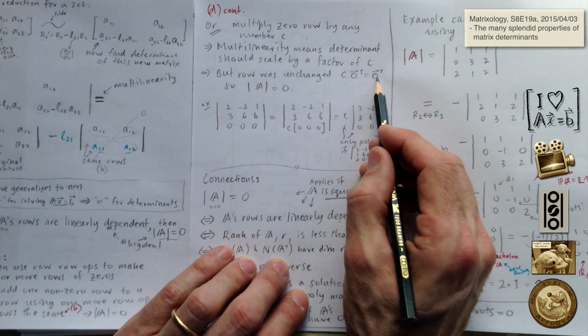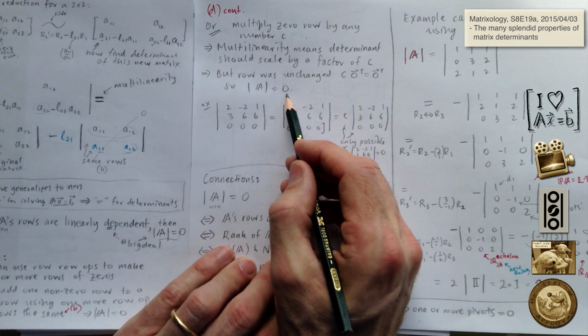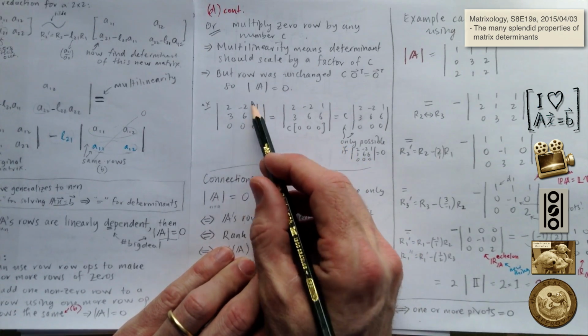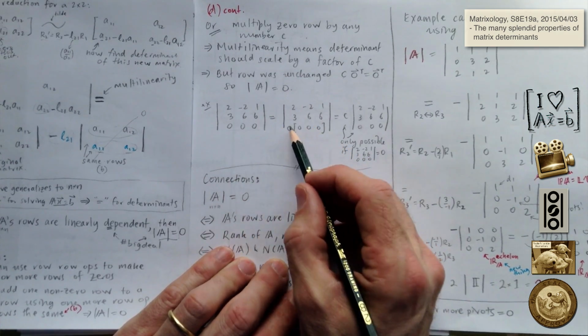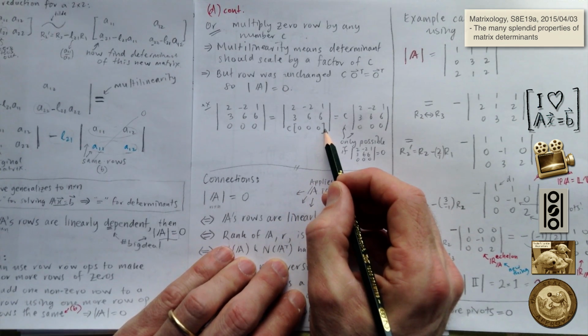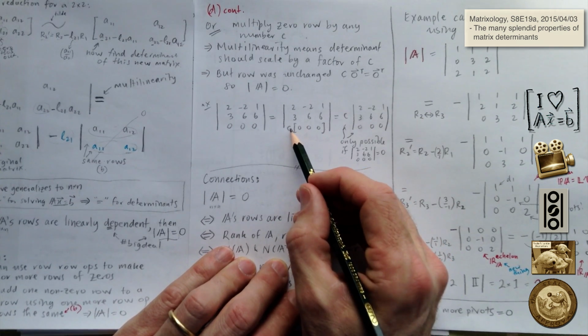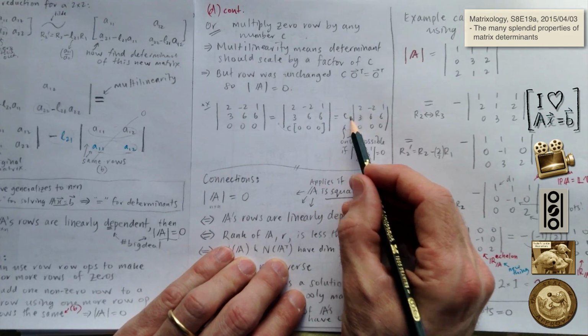C times a 0 row is still 0. So the determinant has to be 0. So here's an example. Zeros along the bottom. This is the same as c times all of those guys, right? Multilinearity means we can pull this c out.